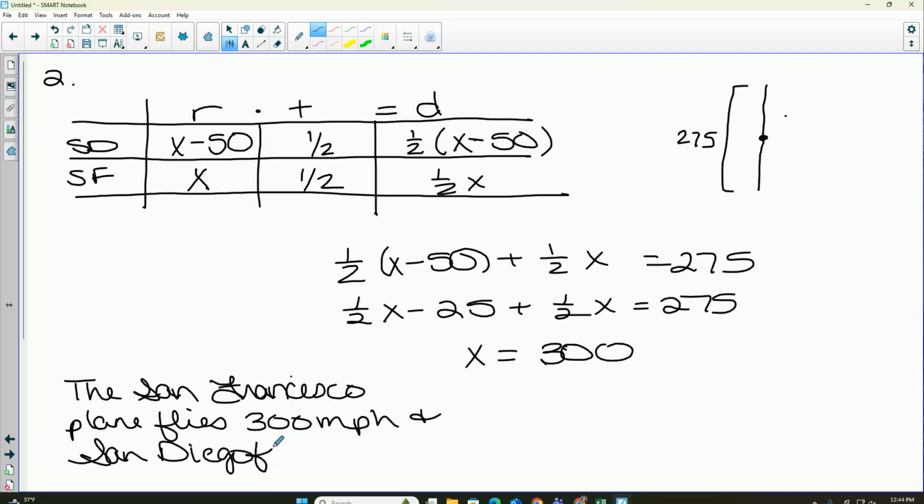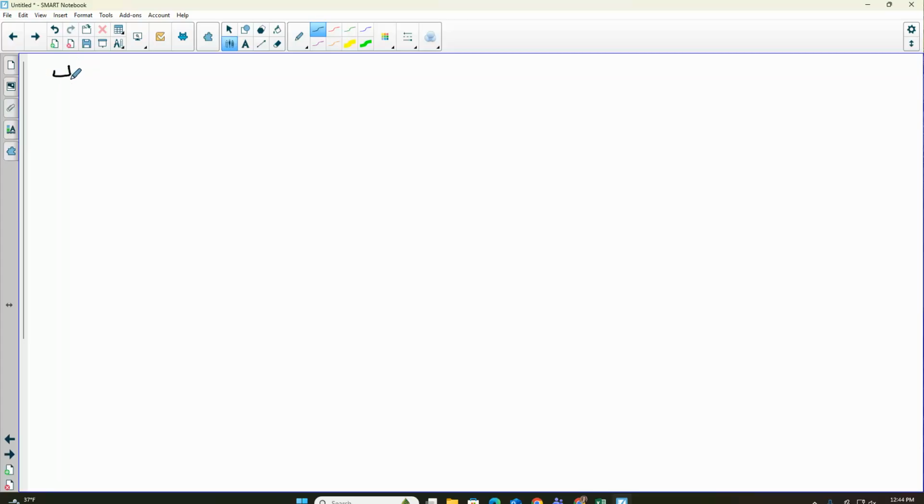San Diego flies. So 300 minus 50 would be 250 miles per hour. Is that one okay? Number 4. All right.